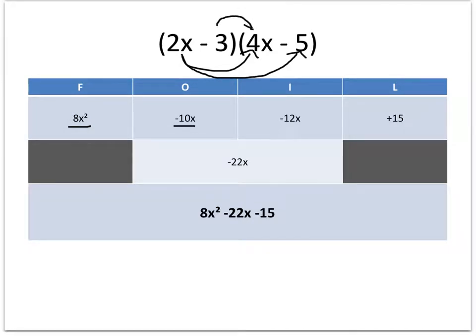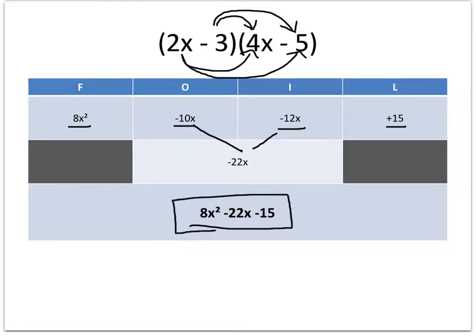Negative 3 times 4x gives you negative 12x. And negative 3 times negative 5 gives you positive 15. Combine your like terms in the middle and get negative 22x. Put it all together for your final result, and you're done.